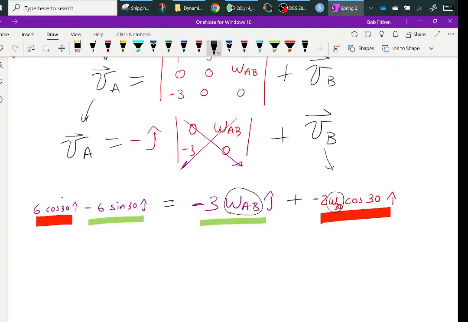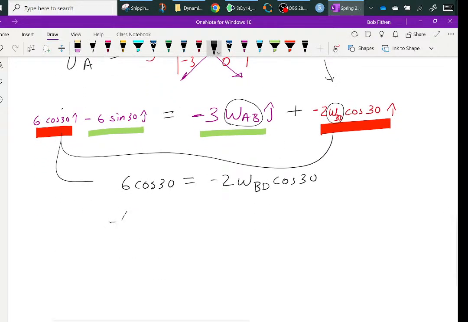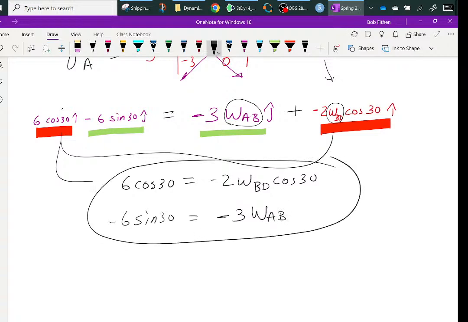So I guess I could write those down. So 6 cosine 30, this is the I equation, is equal to minus 2 omega BD, or BD cosine 30. That's this term's equal to that one. Then you got minus 6 sine 30 is equal to minus 3 omega AB. So just like that, you got two equations. You can divide these terms out. You can solve for this one, and then you can solve for that one.